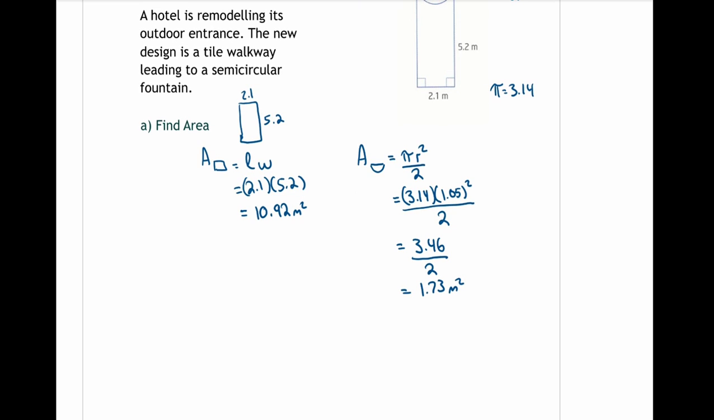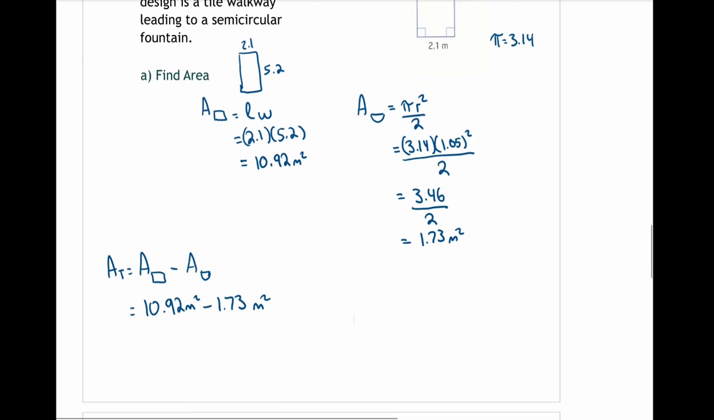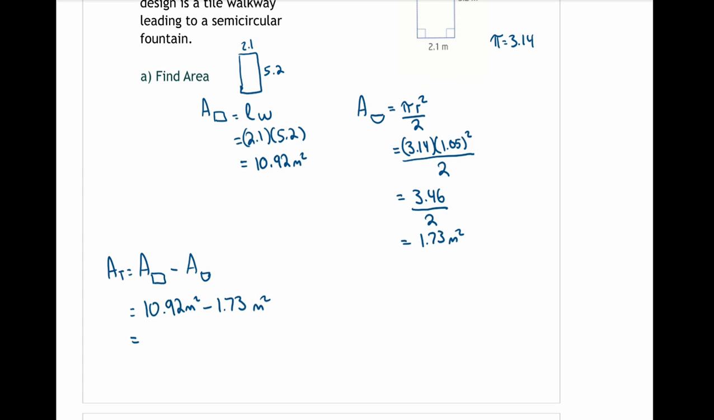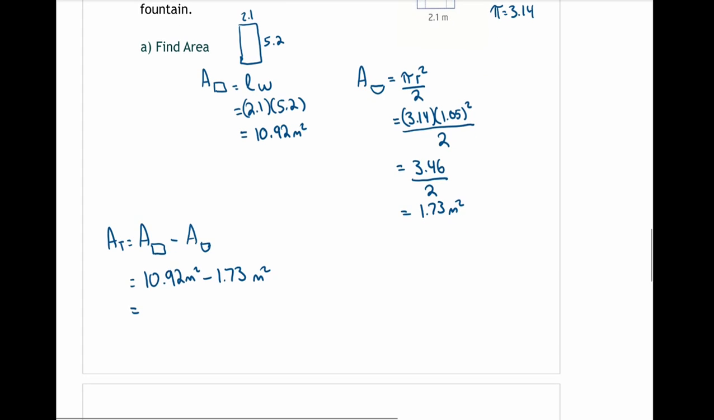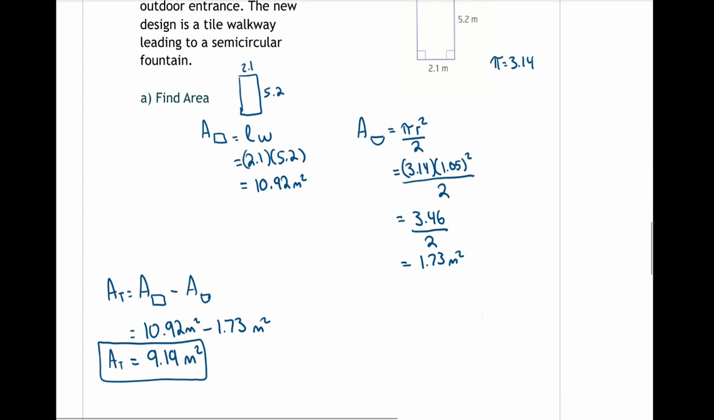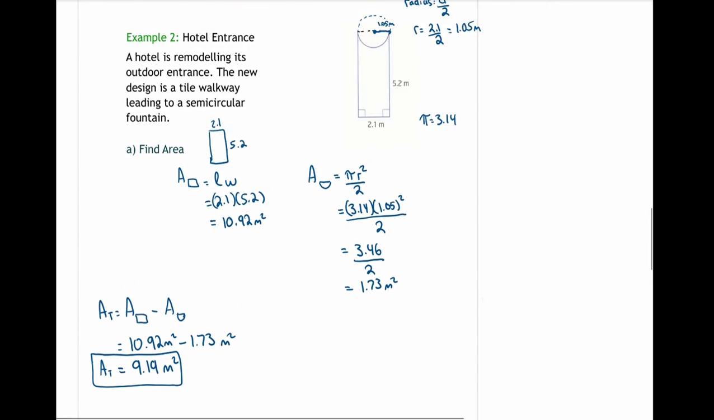So to figure out the area of the entire thing, I need to take the area of my large shape, or the area of the rectangle, and subtract the area of my semicircle. So 10.92 meters squared minus 1.73 meters squared equals, 10.92 minus 1.73 works out to 9.19 meters squared. So the area of that walkway is 9.19 meters squared.